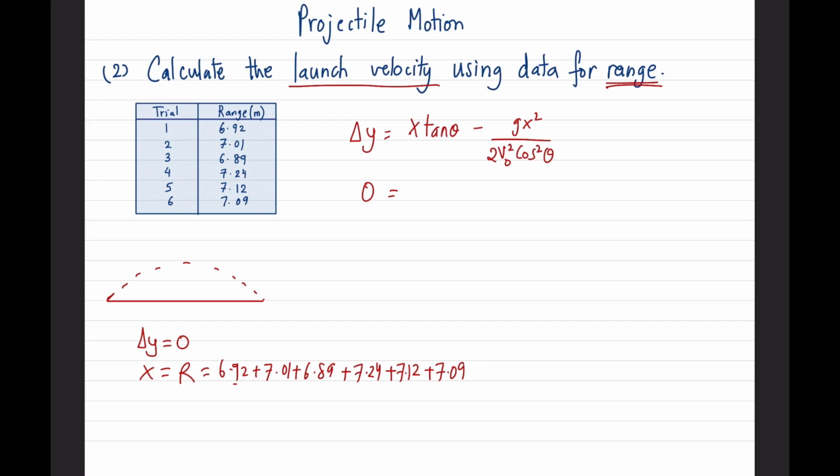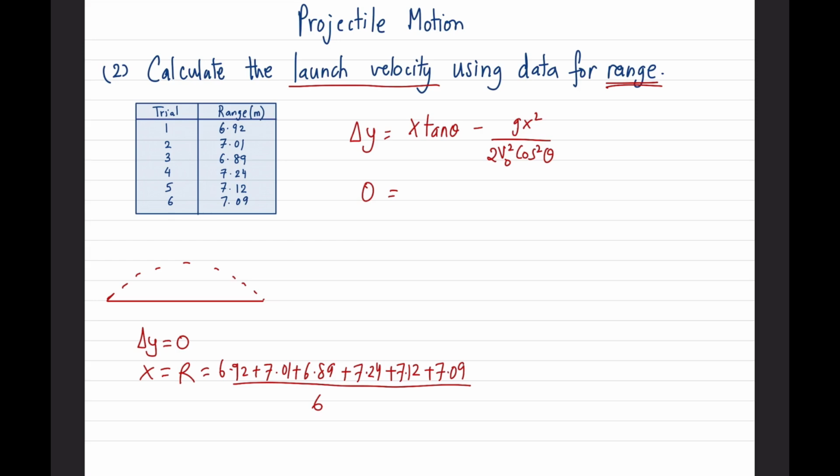And then divide it by the number of observations which I've got, that is 6. So that value, let's just calculate: 6.92 plus 7.01 plus 6.89 plus 7.24 plus 7.12 plus 7.09. And then I will divide that by 6.